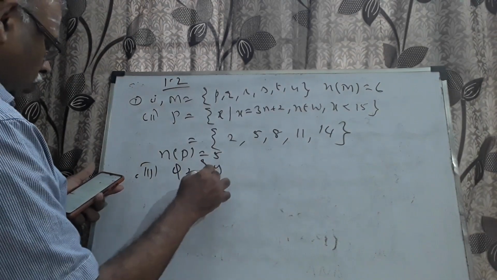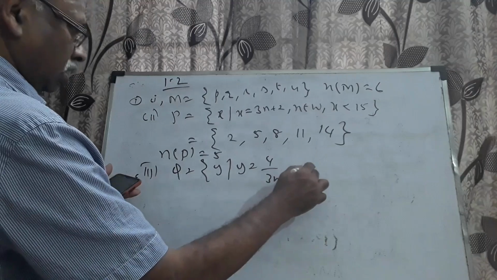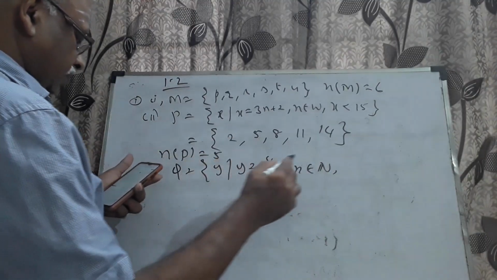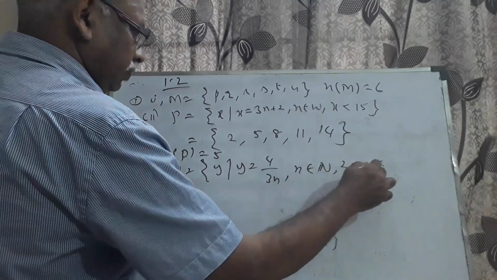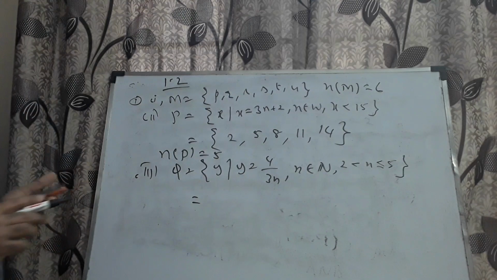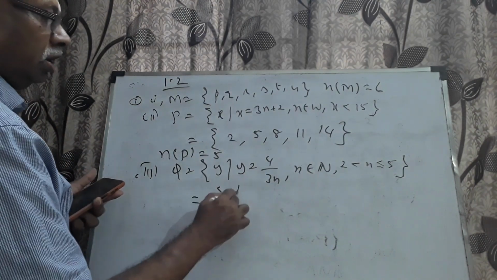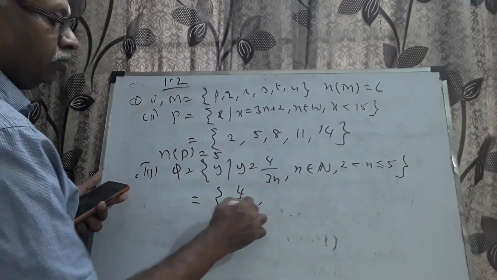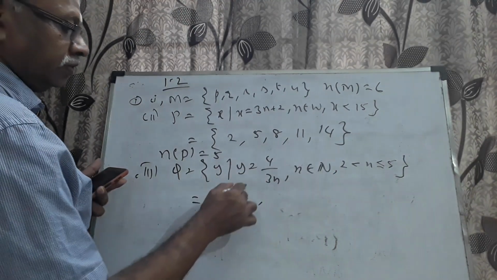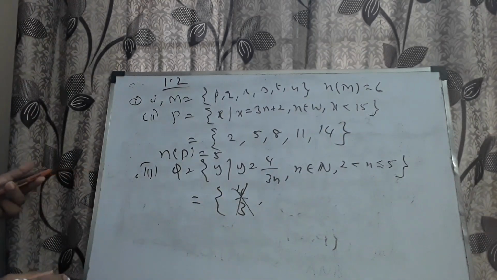Then Q is equal to {y : y = 4 by 3n, n element of N, 2 less than n less than or equal to 5}. That is what is given. You see here, when n is 1, it is 4 by 3. Will I get 4 by 3? 4 by 3 is less than 2. Therefore, it is ruled out.